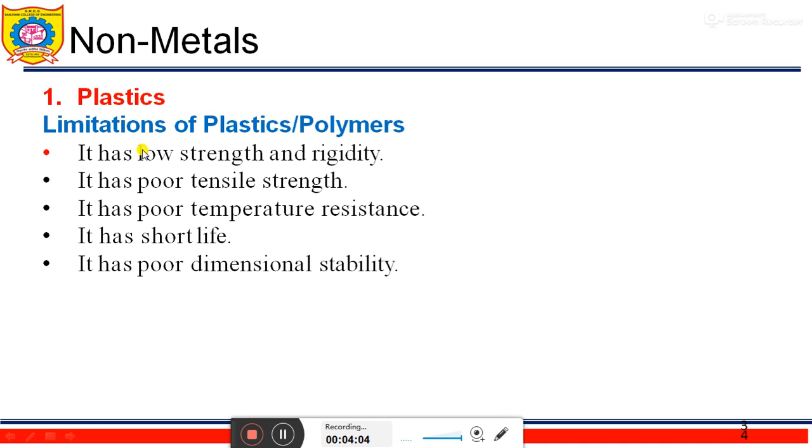Limitations: it has low strength, and obviously low rigidity. It has poor tensile strength. It has poor temperature resistance. It has a short life. It has poor dimensional stability. So it has a shorter life as compared to metal, and it has low strength and rigidity as compared to metals.